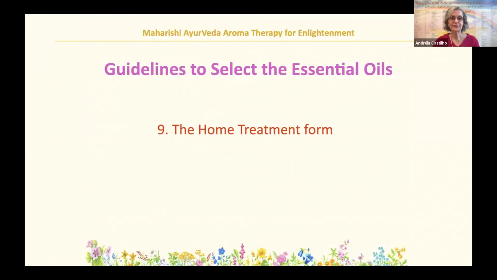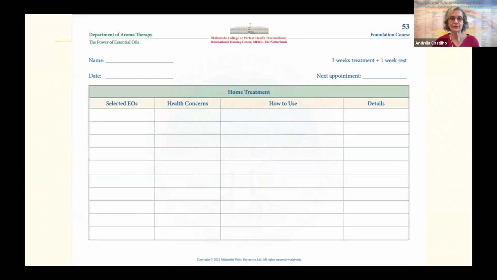And now you're ready to come up with a home treatment for the person, either yourself or somebody else. So this is the home treatment form. You add here the essential oils you selected. They're most suited for this person's doshas, for the level of ama, and for the health concerns that the person has. So say you added here peppermint, and it's for migraine. And then you choose the method and you explain here the method.